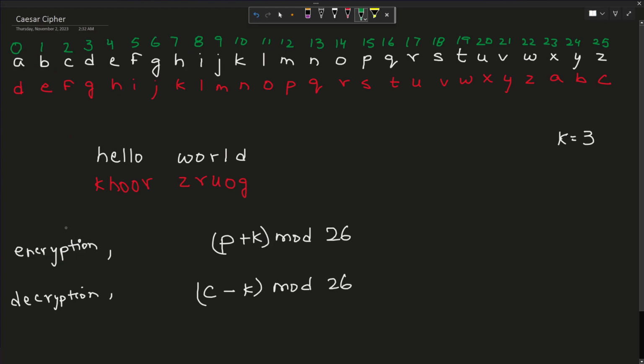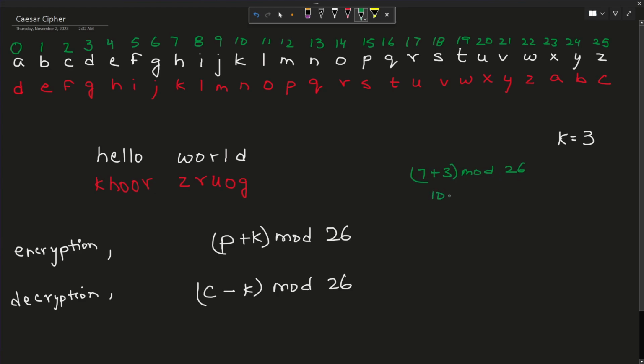Now let's take the same example of hello world. We want to encrypt hello world. I'll only explain hello for now. So basically in this scenario, we know our formula is P plus K mod 26. Now H, what is the numeric value of H? As we can see, the numeric value of H is 7. So in this scenario, what would happen is 7 plus 3. The reason why we have taken 3 is because our key is equal to 3 mod 26.